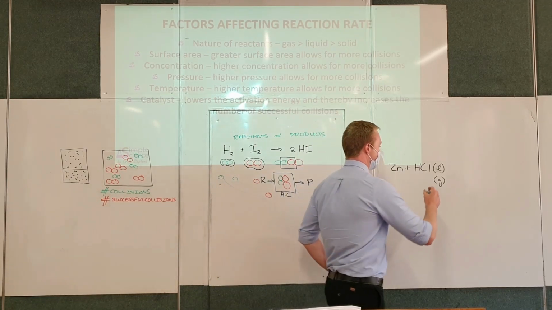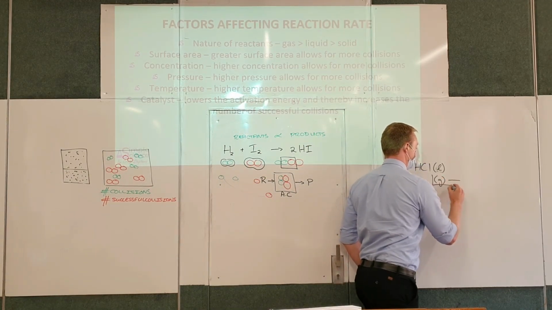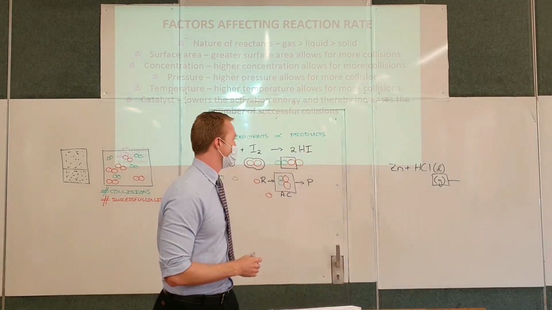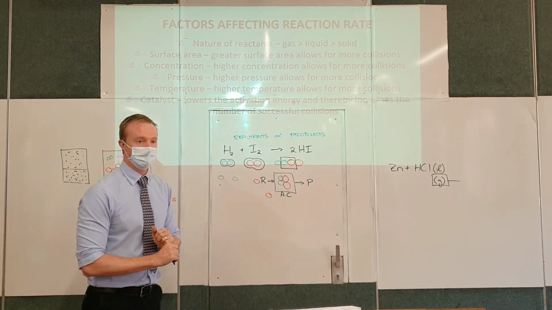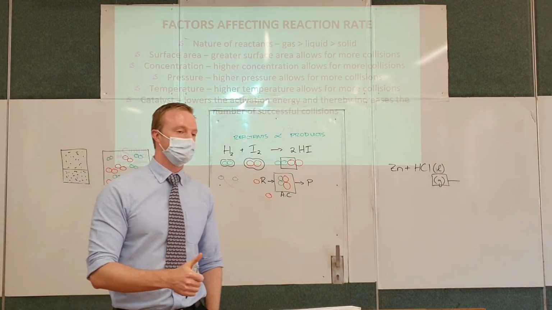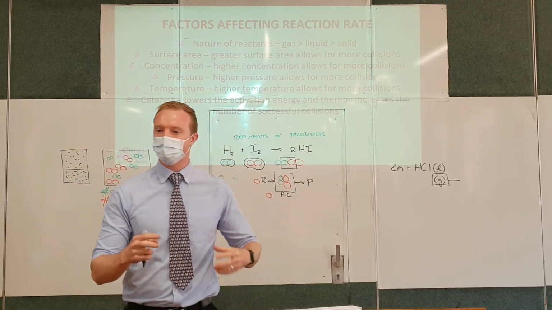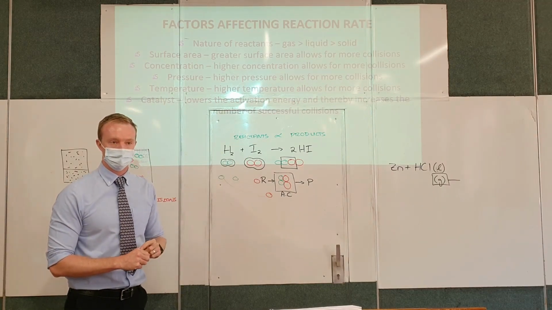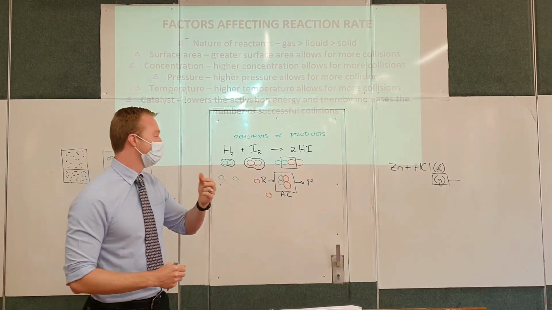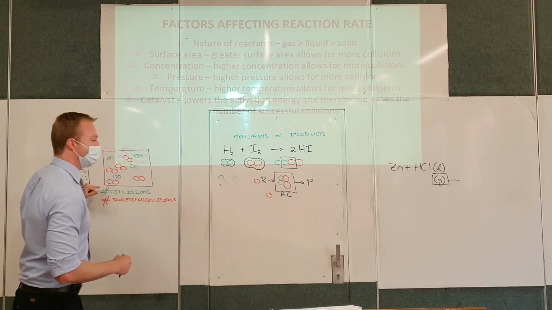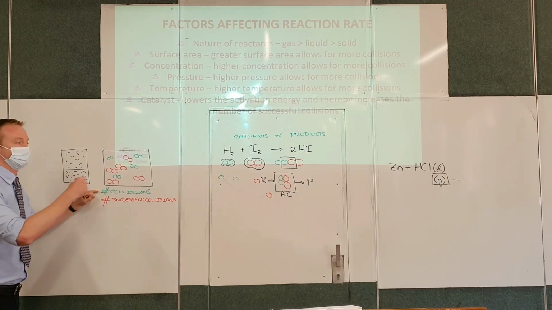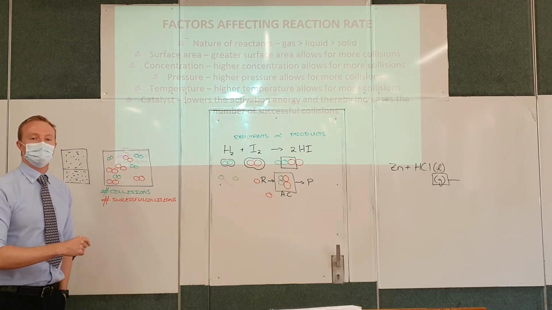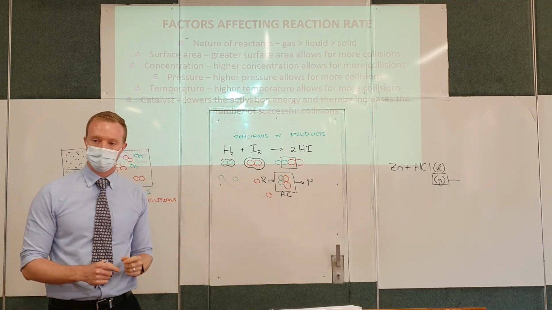You say, this reaction is going to occur faster due to the nature of the reactant because it is a gas. The particles have more energy and more freedom. So the first thing you're doing is explaining why the nature of reactants is important. The next thing you're going to do is relate that to the number of collisions. So you're going to say because they have more energy and freedom, the number of collisions is going to be greater than in a liquid.